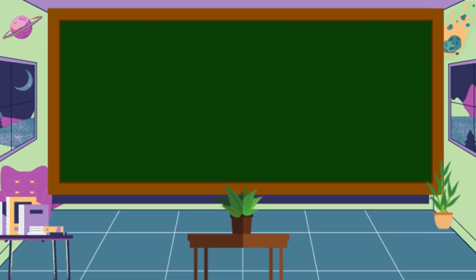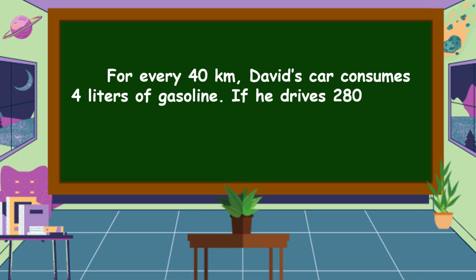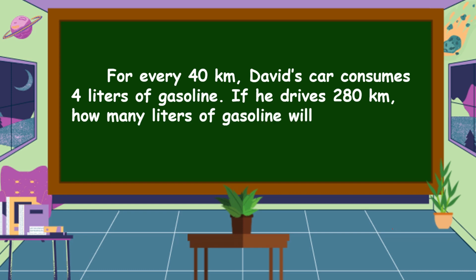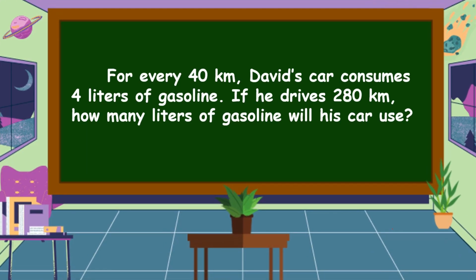Our first problem. For every 40 kilometers, David's car consumes 4 liters of gasoline. If he drives 280 kilometers, how many liters of gasoline will his car use? This problem is a direct proportion because as the distance increases, the number of liters of gasoline also increases.